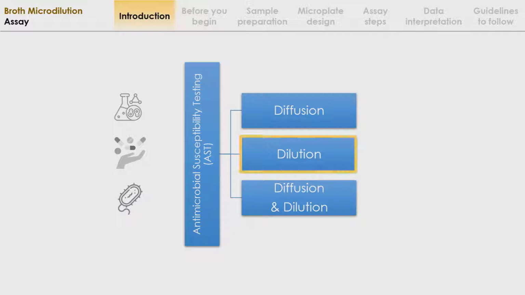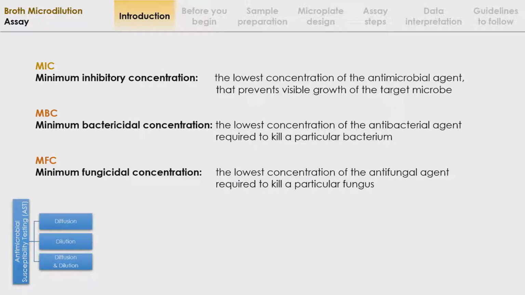Even automated techniques are a mix of these two methods. Among in vitro susceptibility testing assays, those based on dilution are always the reference for others. Broth dilution assay is the most commonly used because it allows to determine the MIC parameter, which is the lowest concentration of the antimicrobial agent that prevents visible growth of the target microbe. For a new antibacterial compound, MIC determination is the first step to evaluate its antibacterial potential. Minimal bactericidal and fungicidal concentrations can be also calculated using broth dilution assay.